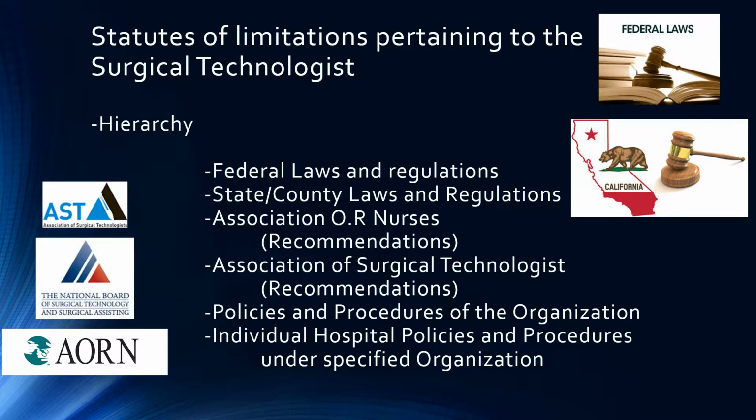One example of an organization would be the one I am in here, which is Kaiser Permanente. And then under that you have the individual hospital policies and procedures, which would be the operating room within Kaiser. So you can have two separate operating rooms with very similar policies and procedures, but they may have slight variance in certain ways in which they do things, and that's how you're supposed to follow things.